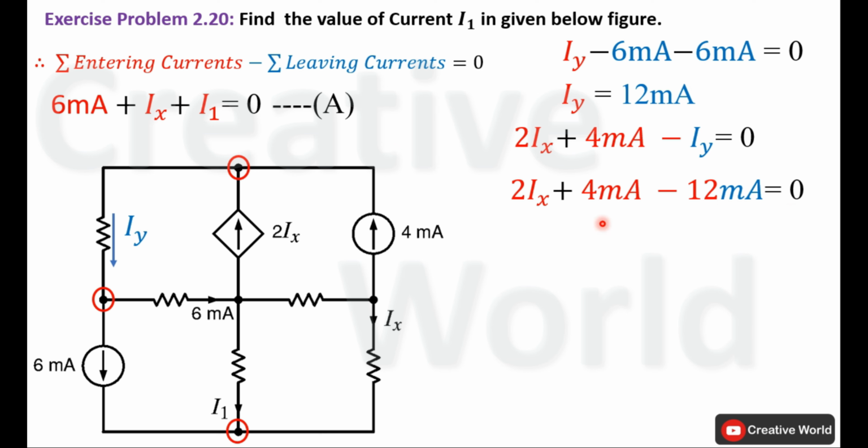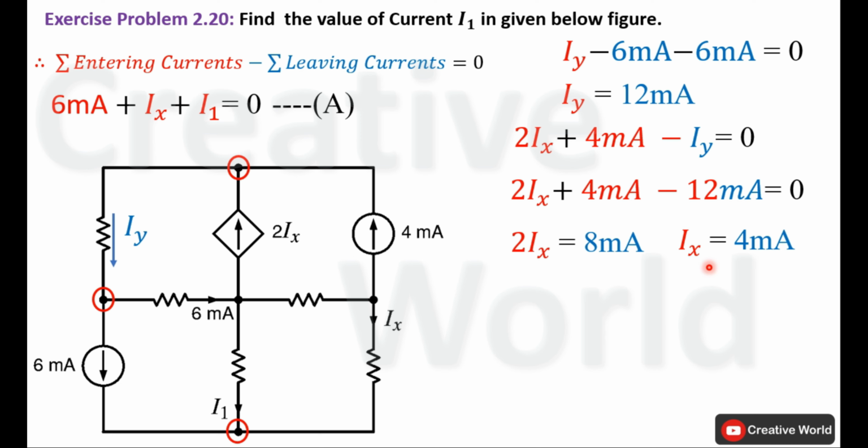Now subtract 4 milliampere from 12 milliampere. It will become minus 8 milliampere because the larger value has the minus sign along with it. Place that minus 8 milliampere on the other side of the equal sign to make it positive 8 milliampere. Divide both sides by 2 to calculate the value of Ix. That will become Ix is equal to 4 milliampere. Now we have calculated the value of current Ix.